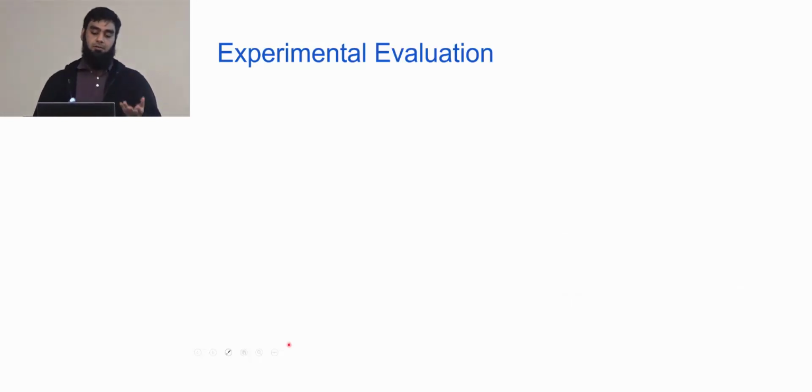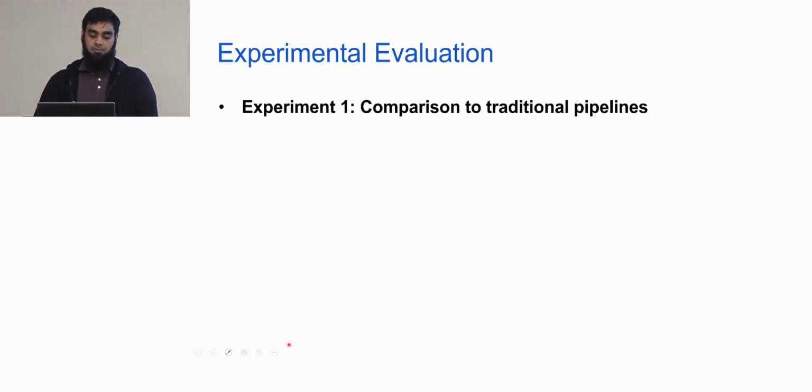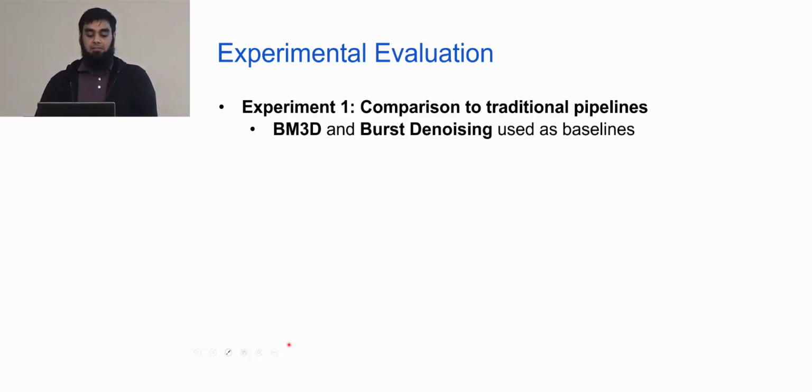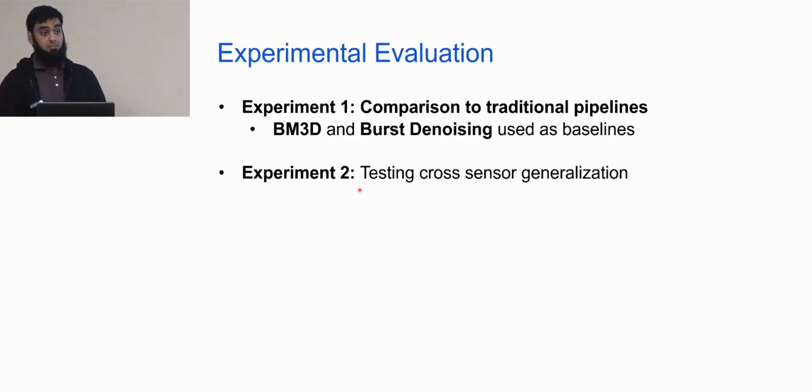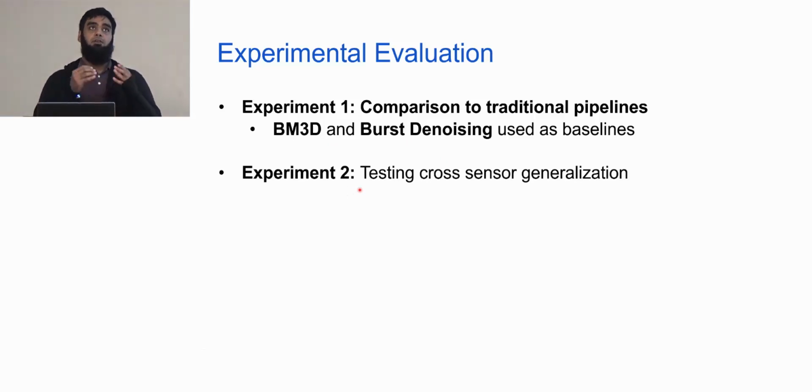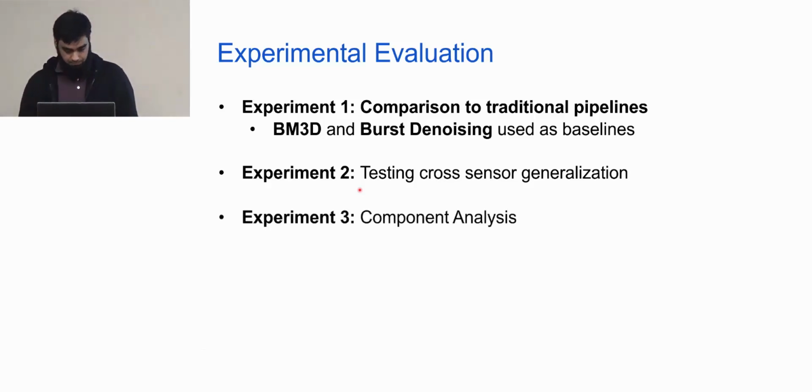So I think we're at a time that we can talk about the evaluation part. They perform 3 specific experimental evaluations. For the first part, they compared their result to traditional pipelines to see if their approach is better. In this particular case, BM3D and burst denoising are used. We'll talk about that in 1 second. For their second experiment, they're trying to test cross-sensor generalization, which is whether their approach is independent of the sensor. So instead of trying camera sensors from Sony and Fujifilm, they try an iPhone 6s and see if their results are still good. Finally, in experiment 3, they change the components of their specific network and observe any changes that result.